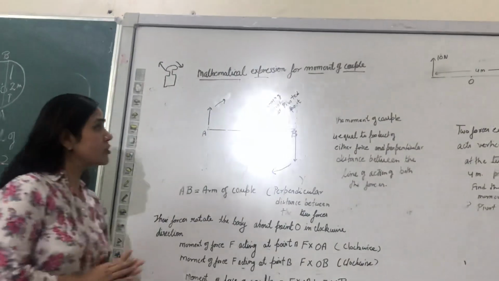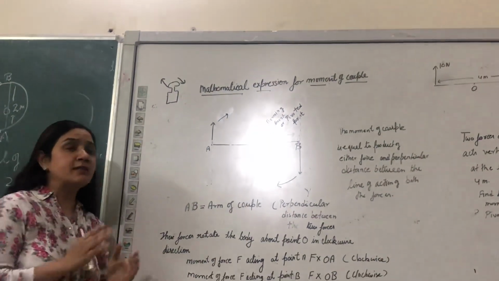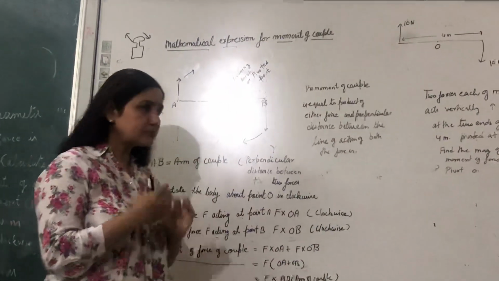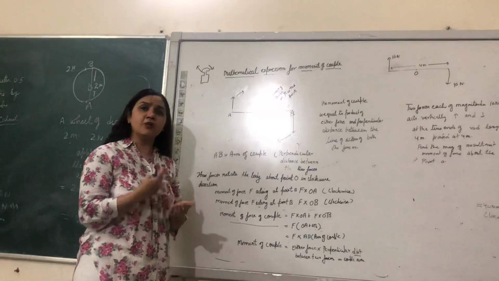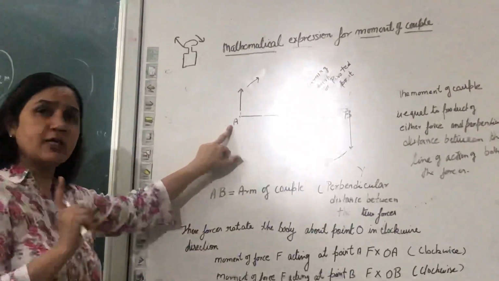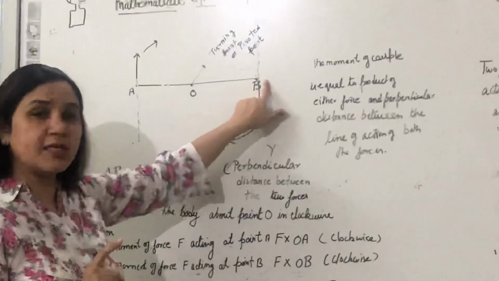So now I am going to explain the mathematical expression for the moment of couple. This derivation is very important for the numericals. First of all, I have taken one rod. Look at this. I have taken one rod, A and B.